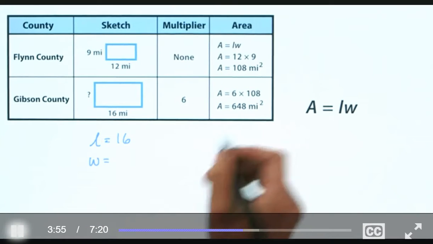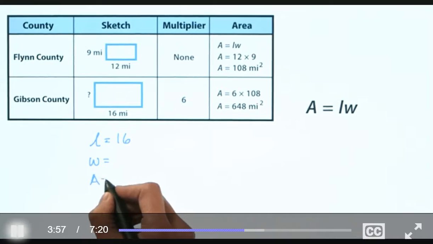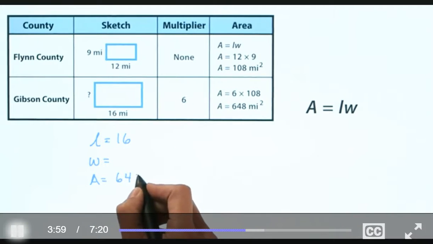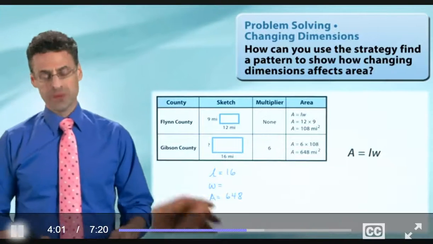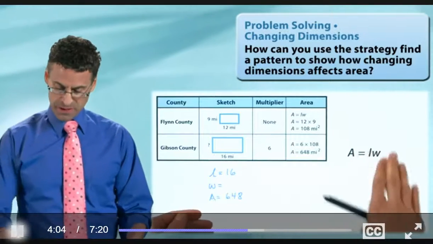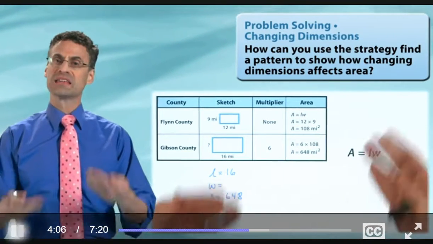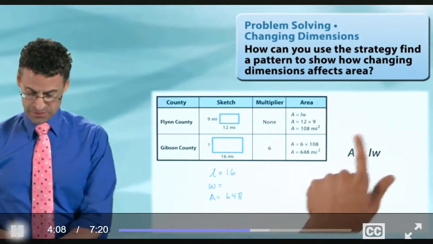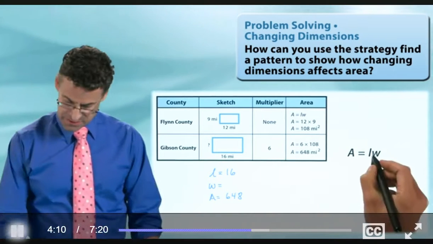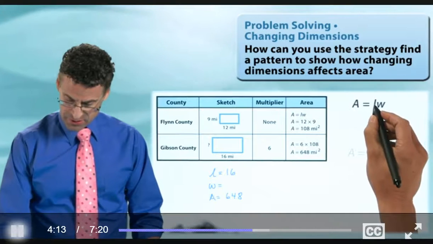But we know the area. So we have that the area is 648. And as we've seen before, if we know 2 of these puzzle pieces, then that will automatically give us the third puzzle piece. We just have to put them into this formula.